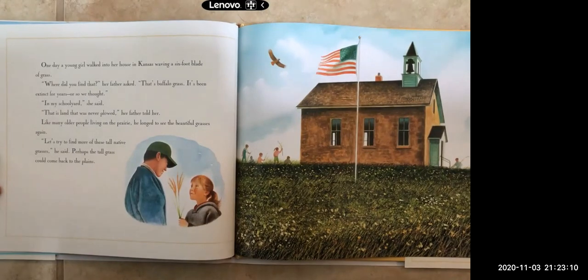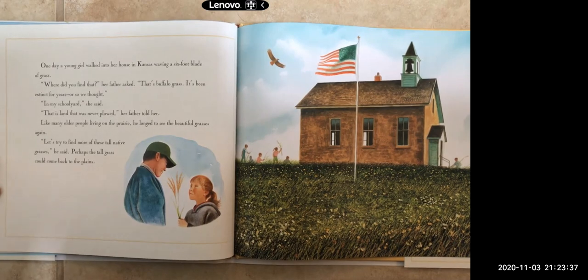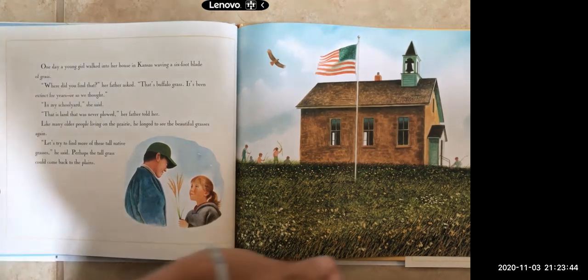One day, a young girl walked into her house in Kansas waving a 6-foot blade of grass. "Where did you find that?" her father asked. "That's buffalo grass. It's been extinct for years, or so we thought." "In my schoolyard," she said. "That is land that was never plowed," her father told her. Like many older people living on the prairie, he longed to see the beautiful grasses again. "Let's try to find more of these tall native grasses," he said. Perhaps the tall grass would come back to the plains.